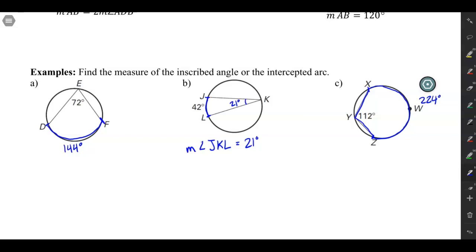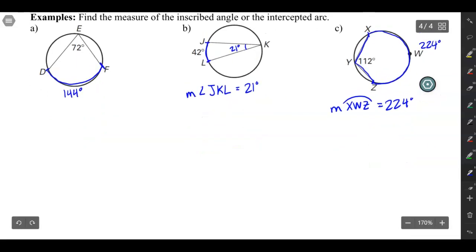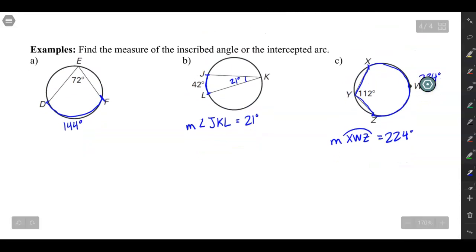Now this arc is a major arc, so let's go ahead and name it really fast. XWZ. The measure of arc XWZ is going to equal 224 degrees. So hopefully these exercises were helpful in helping you become familiar with central angles, inscribed angles, and some of the cool theorems that come along with them.